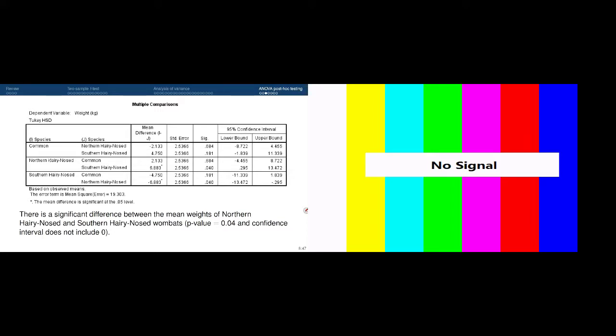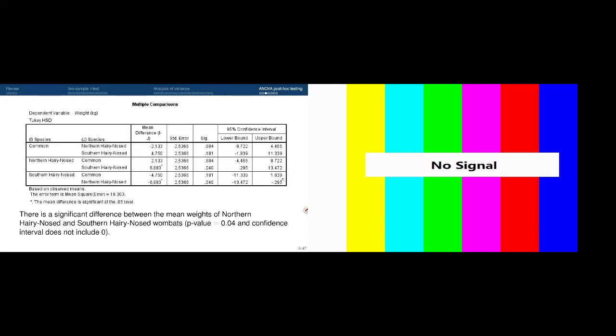When we look at northern hairy-nosed compared to southern hairy-nosed, we have a p-value of 0.04. That indicates that we have enough evidence to suggest that there's a difference between the northern and southern hairy-nosed wombat weights. And then, of course, this is repeated because here we have the other comparison, southern to northern. Obviously comparing northern to southern is the same as comparing southern to northern.